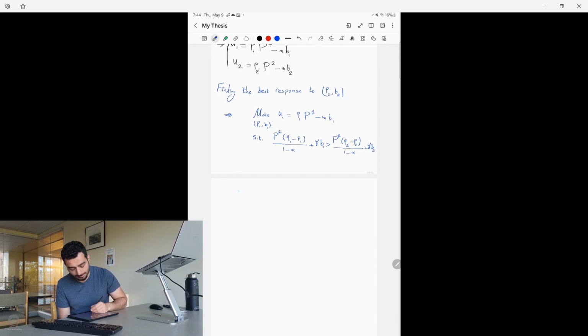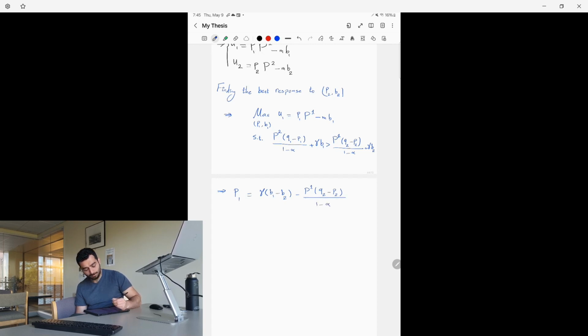What should we do is, it gives us an upper bound for P1. P1 will be gamma B1 minus B2 minus P1 Q2 minus P2, 1 minus alpha, right?